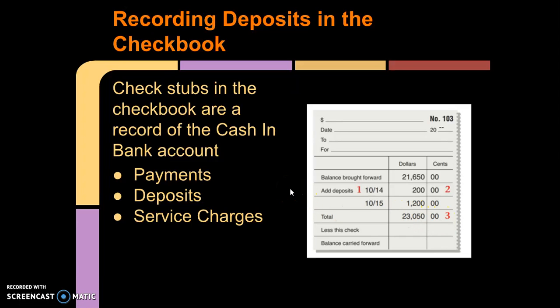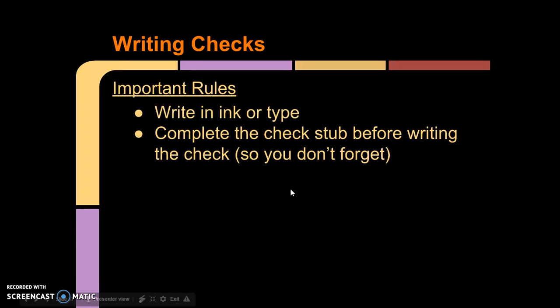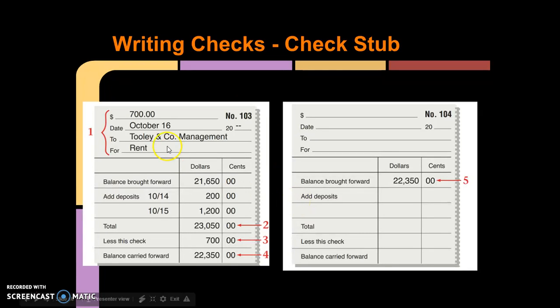Now, moving on, we write the check. Important rules is to write in ink or type. Complete the check stub before writing the check so you don't forget the amount of the check. So here's that check stub that we had started, and we have the balance brought forward. Here's the deposits. Then we are going to write a check out for $700, giving us a new balance to be carried forward on the next stub of $22,350.